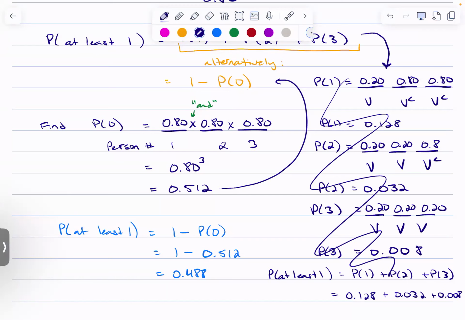I did something wrong somewhere. Should be 0.488, I suspect. I ignored the order, but maybe order matters, and then it's more complicated. Anyways, this is the right answer.